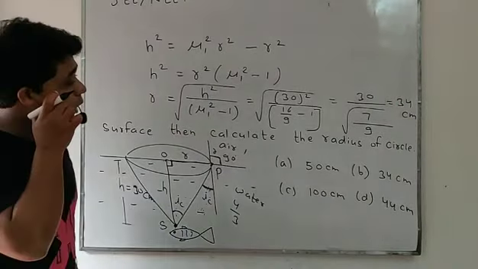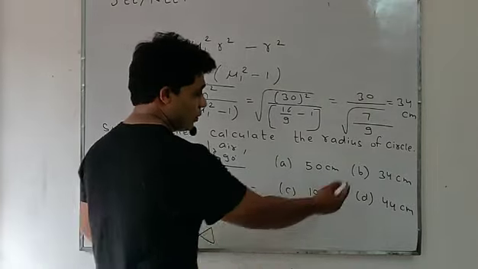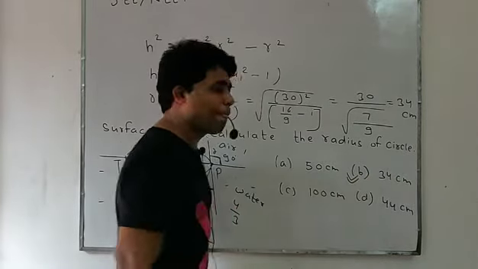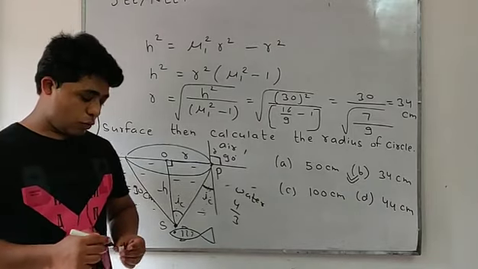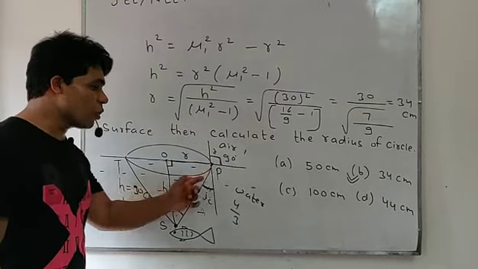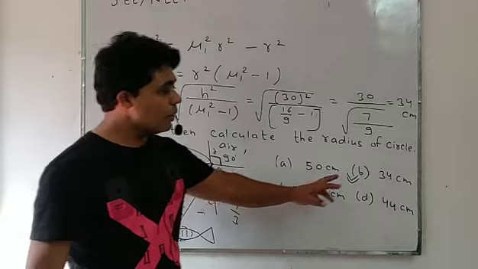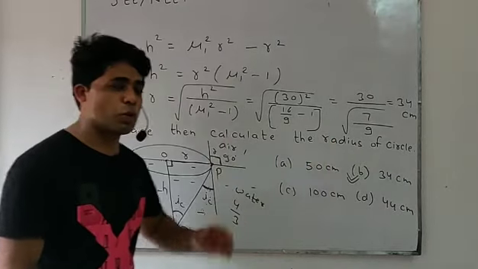You can calculate. So which one is the correct option? Oh yes, option B is the correct. So what should be the radius of that circular horizon path? That will be 34 centimeters. So B is the correct option.